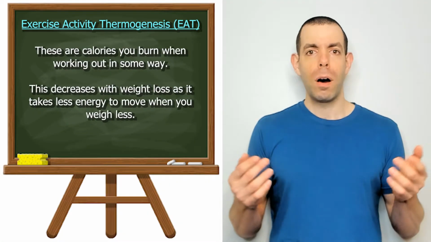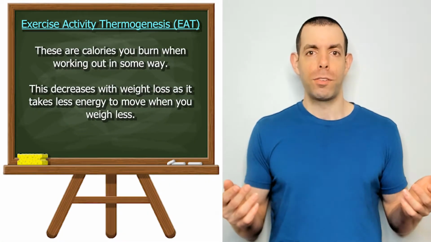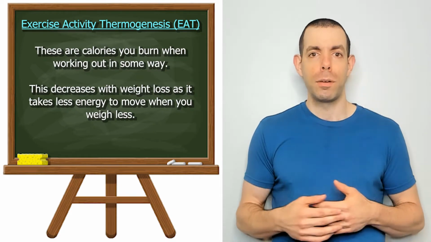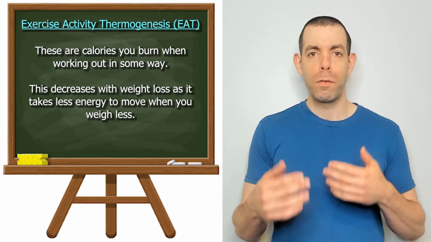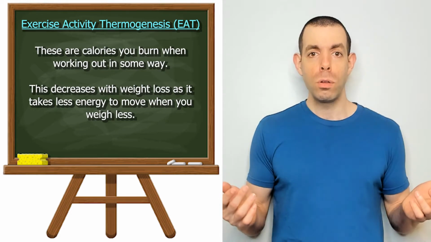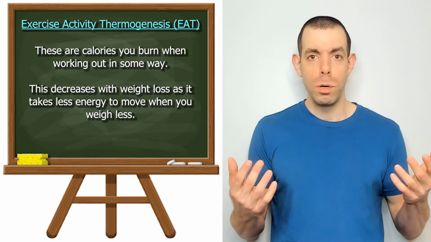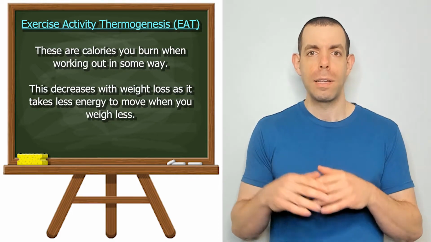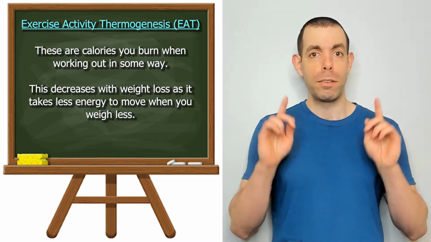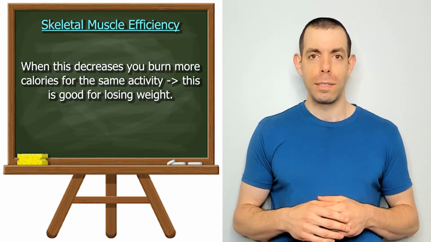And therefore, we can move right on to the next component of your total daily energy expenditure, which is your exercise activity thermogenesis. If you recall, your exercise activity thermogenesis describes how many calories your body uses for planned physical activity, such as getting up and going for a 30-minute jog. When you lose weight, because you have less mass to move, your caloric expenditure will decrease for the same amount of exercise.